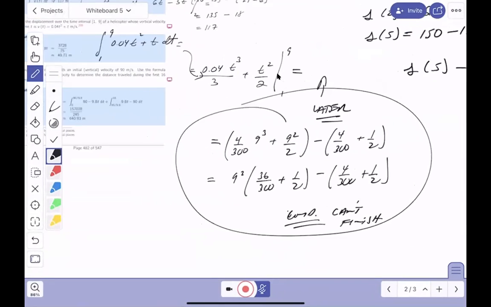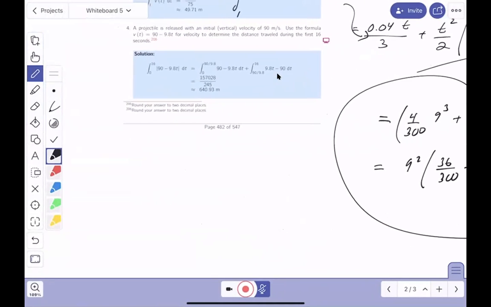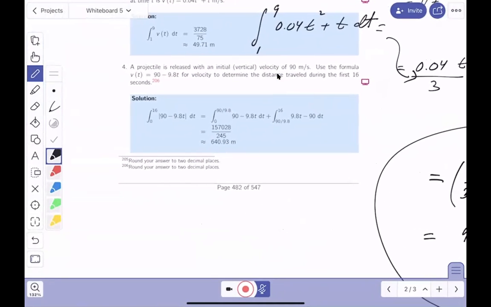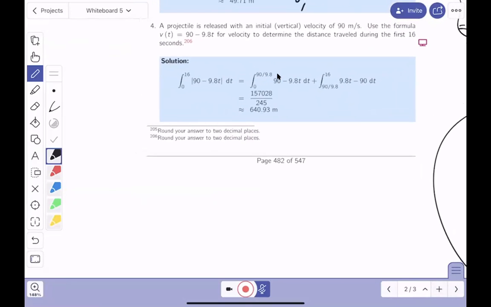All right. So let's take a look at the next one. It says a projectile is released with initial vertical velocity 9 meters per second. Use the formula v(t) for the velocity to determine the distance. Oh, this one's different. This is distance traveled. It's not displacement, it's distance traveled. So what I've got to be worried about is the direction this thing's going in. And let me go through that with you.